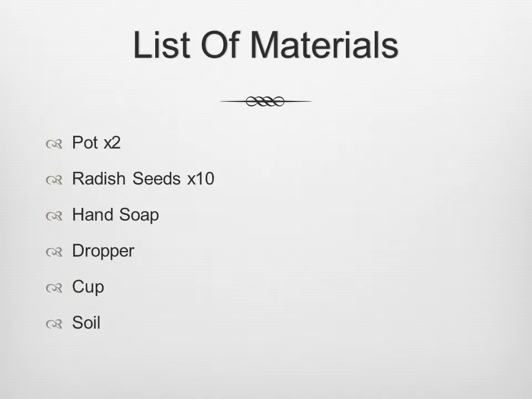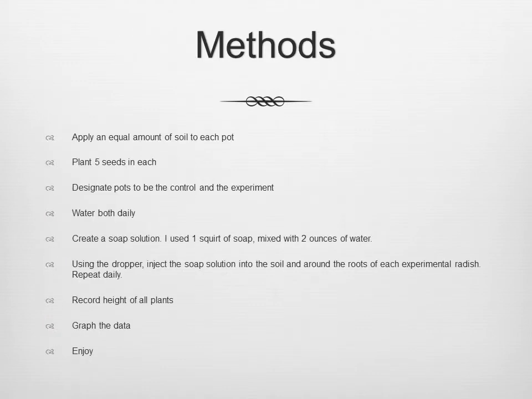My list of materials is as follows: 2 pots, 10 radish seeds, some hand soap, a dropper, a cup, and of course, soil. Here's my list of methods. First, I would apply an equal amount of soil to each pot. Next, I would plant 5 seeds in each pot, following all the instructions on the packet. After that, I designated which pot would hold the control plants and which pot would hold the experimental plants.